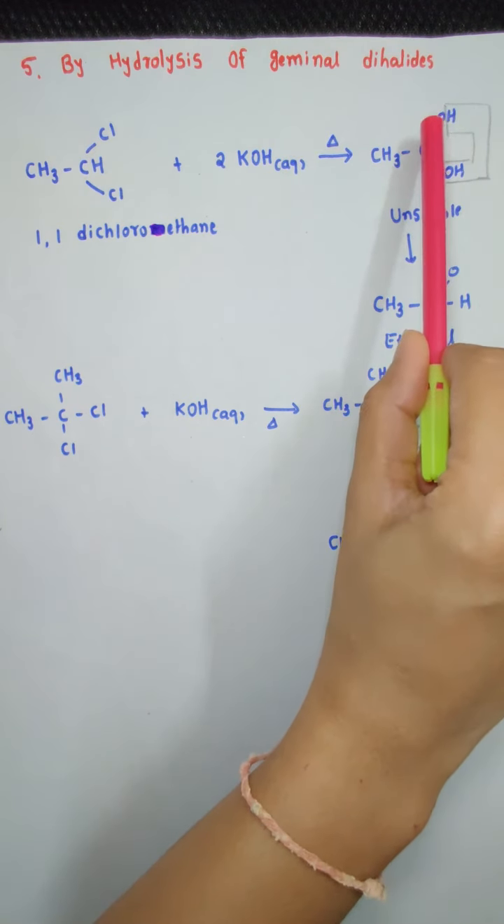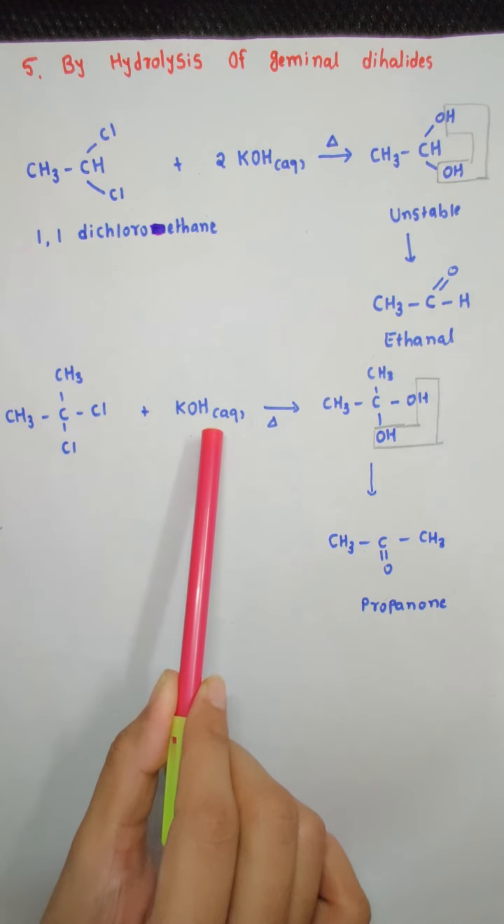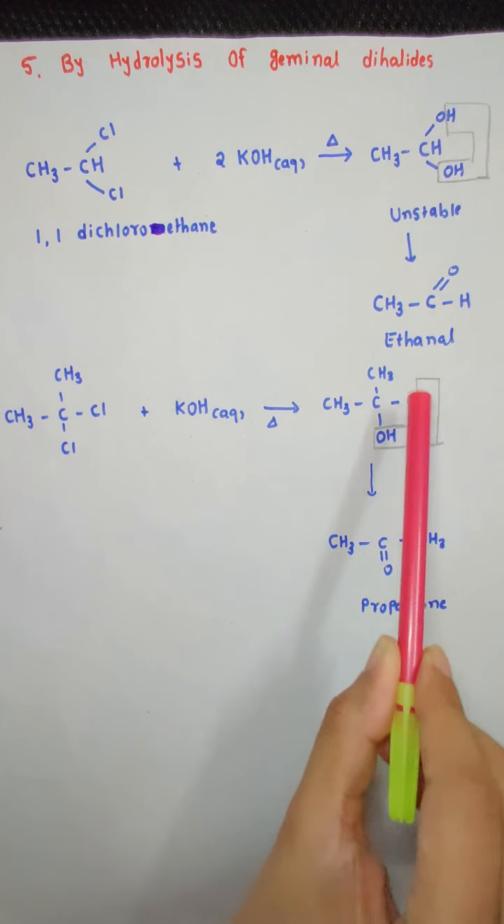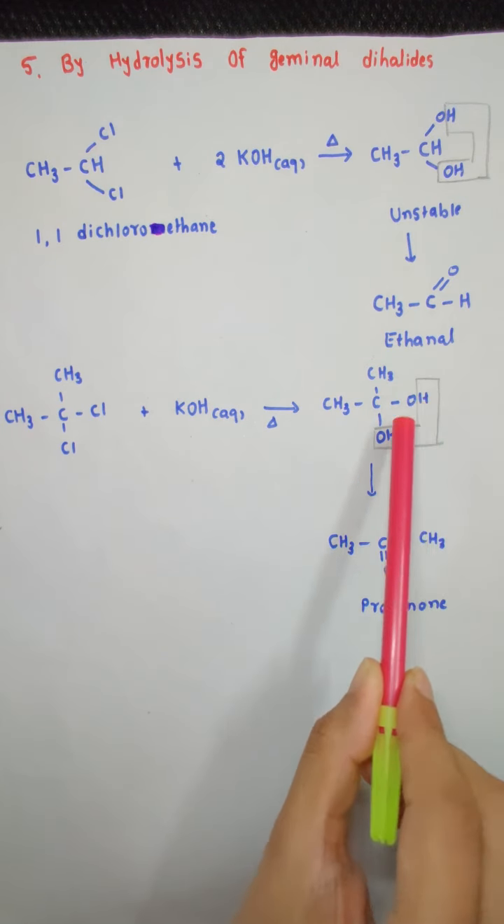This is an example of 2,2-dichloropropane. Okay, now when it is treated with aqueous KOH, once again nucleophilic substitution occurs. Cl will be replaced by OH. Here also Cl will be replaced by OH, and a single carbon containing two OH groups is not going to form a stable product. So water gets eliminated, and this oxygen hydrogen bond electron shifts between carbon and oxygen, and we get a double bond over here.